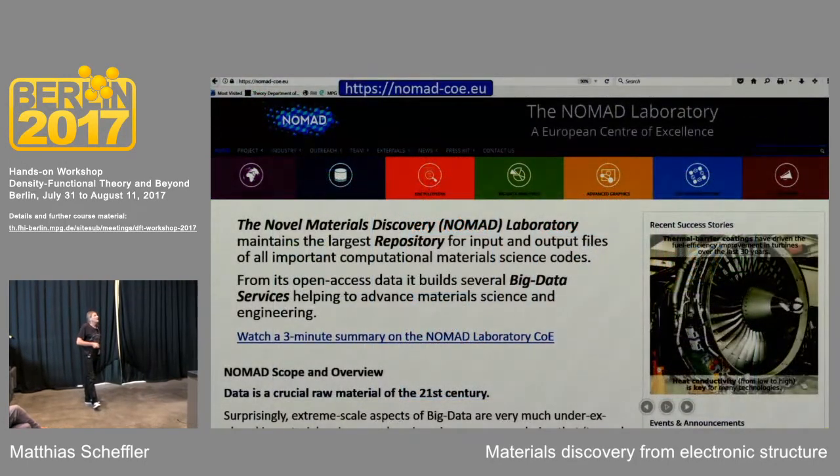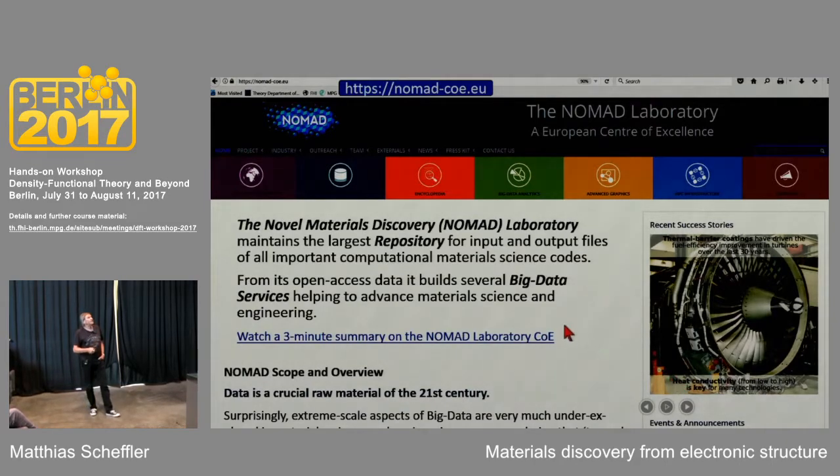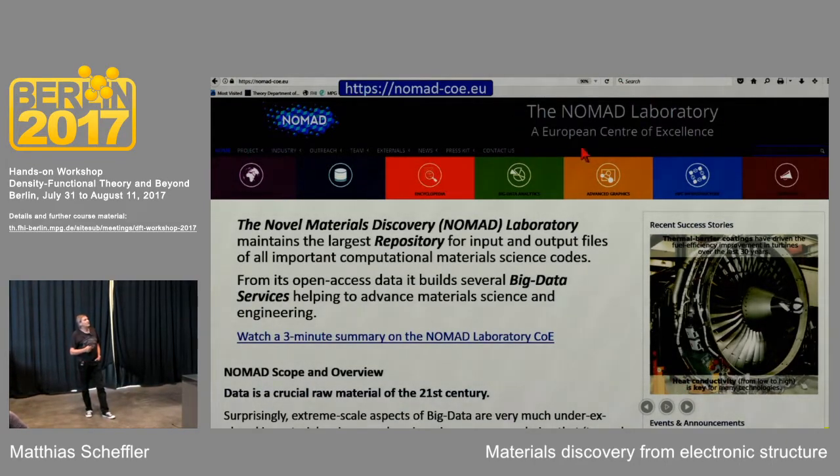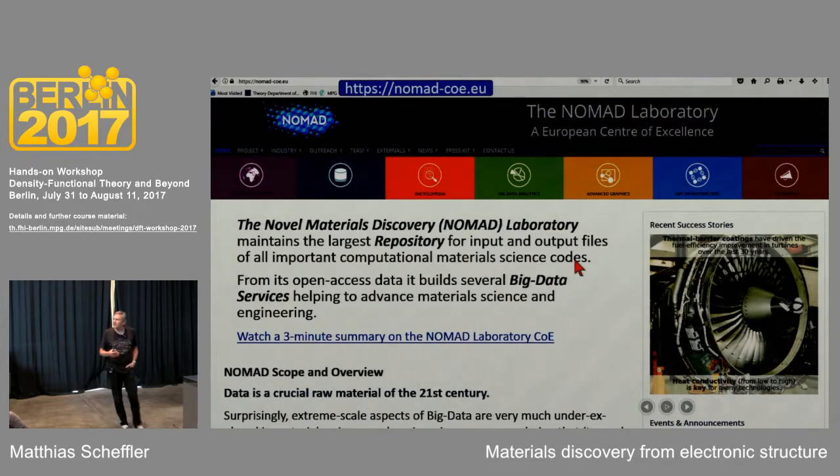So, in fact, this big data issue, and you will talk to many people from this, is at the center of the interest in what is called the NOMAD laboratory, where NOMAD stands for Novel Materials Discovery. This is actually what is now the largest repository of input and output files for all computational material science computer codes. So many things you probably like to do, you don't have to do anymore because it's already there and you can look it up that these calculations have been performed already.